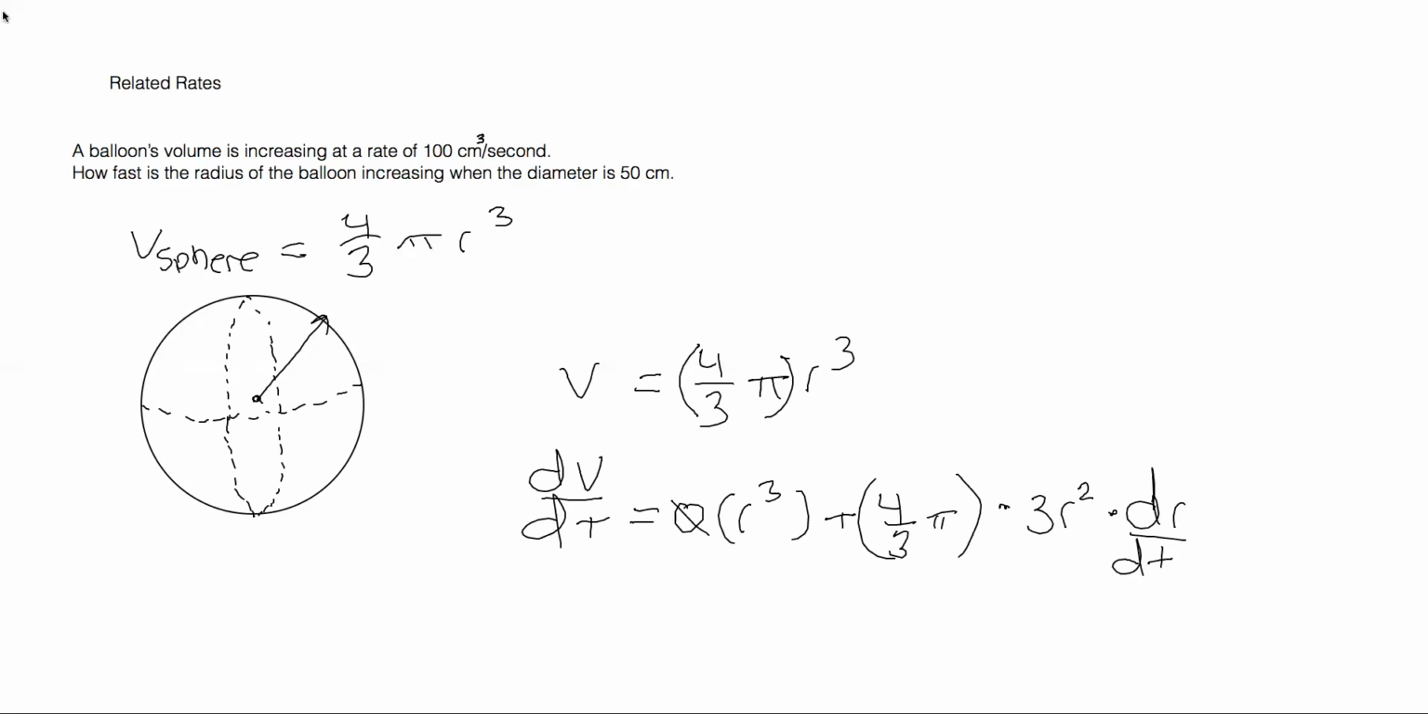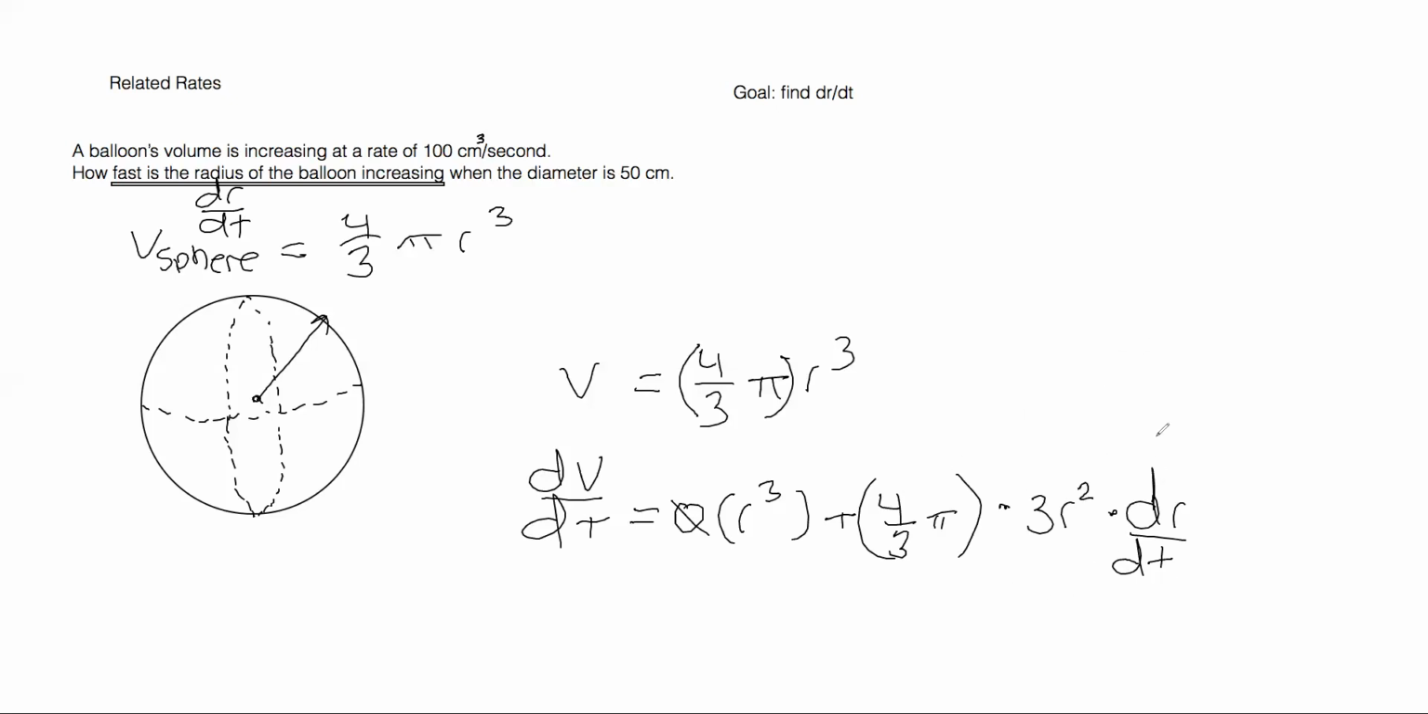And then what are they asking us to find again? They want us to find how fast the radius of the balloon is increasing. So let's put into mathematical notation what that really means. How fast is the radius increasing with respect to time? So this would be dr/dt. That makes it clear that they're asking us to find dr/dt. So that is our goal here, dr/dt. Just like with the implicit differentiation we were doing before, we want to isolate dr/dt.